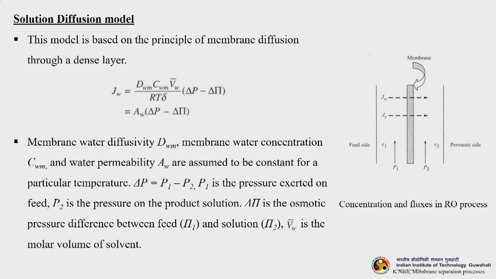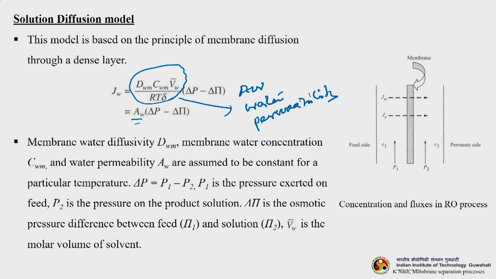The next one is the solution diffusion model. This model is based on the principle of membrane diffusion through a dense layer. We have already discussed solution diffusion in detail, so let us quickly go through the equation. Jw equals Dwm Cwm Vw divided by RT del times (delta P minus delta pi), which can be written as Aw, since these are constants that can be grouped together. Aw is the water permeability.